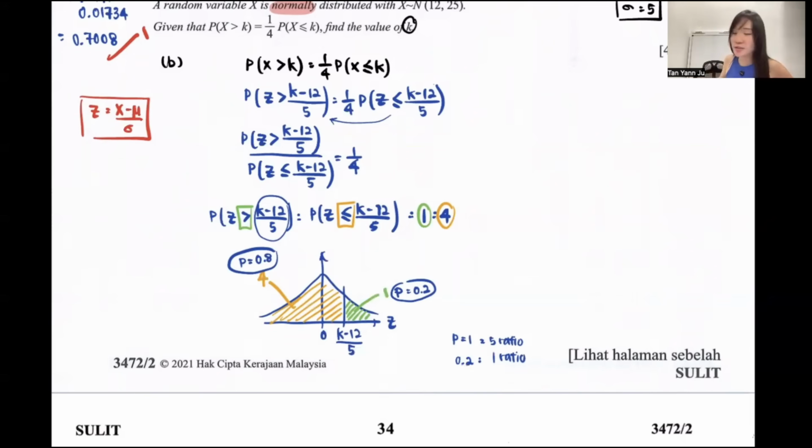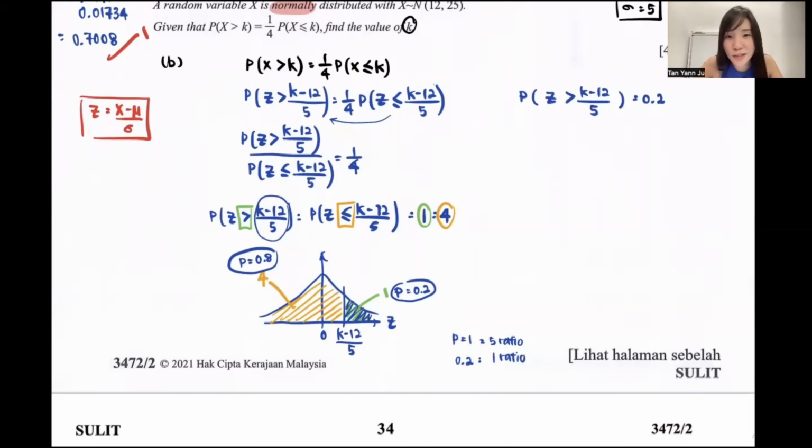So my dear, you want to use the table, you better always have the graph of the normal distribution, a small sketch of a mountain. So this green color one is a small sketch of a mountain. So let me write it down. So now I know the probability is 0.2. Okay, but the probability for which part? Isn't it the 0.2 is the probability for Z bigger than K minus 12 over 5. So it must list out nicely, okay? Now I think it's the time to look at the table.